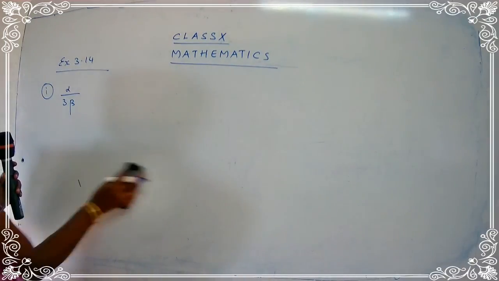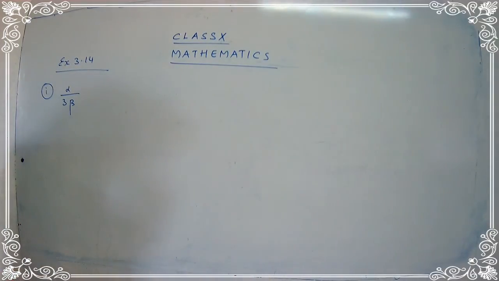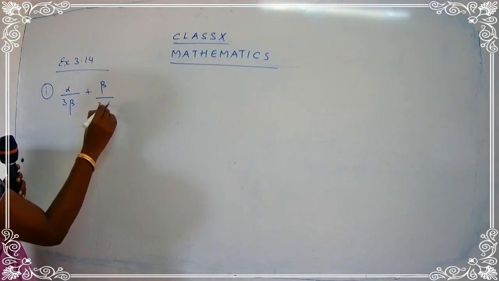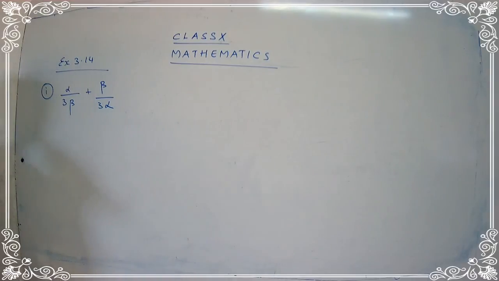So alpha upon 3 beta plus beta upon 3 alpha. Okay, this is the question given to you. So this is the expression. Now you are going to write down this expression in terms of alpha plus beta and alpha beta.